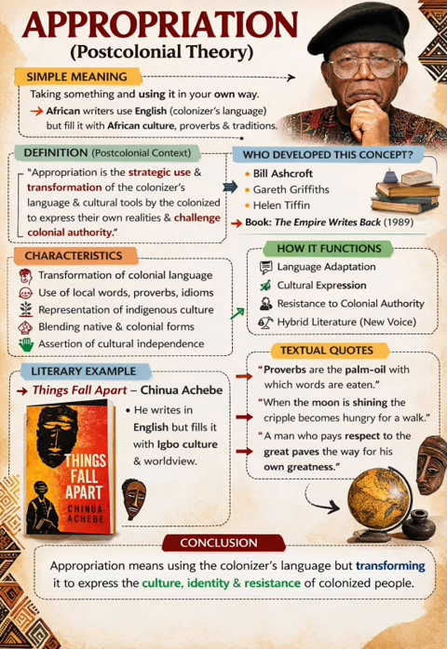Next, I have some textual lines of Things Fall Apart by Chinua Achebe, which is the best example of appropriation. First, you can see on the chart: proverbs are the palm oil with which words are eaten. Next, when the moon is shining, the cripple becomes hungry for a walk. Next, a man who pays respect to the great paves the way for his own greatness.